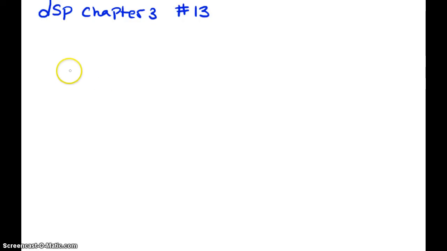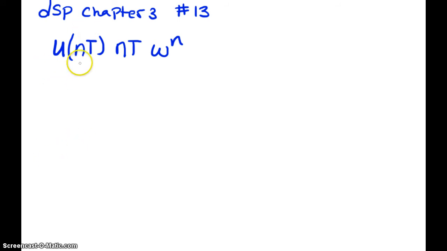Okay, so this is DSP Chapter 3, Number 13. It says transform the following into Z transforms. So we have u of nT, nT, w to the n. Now, what I normally do is I break this into different components and I number them.